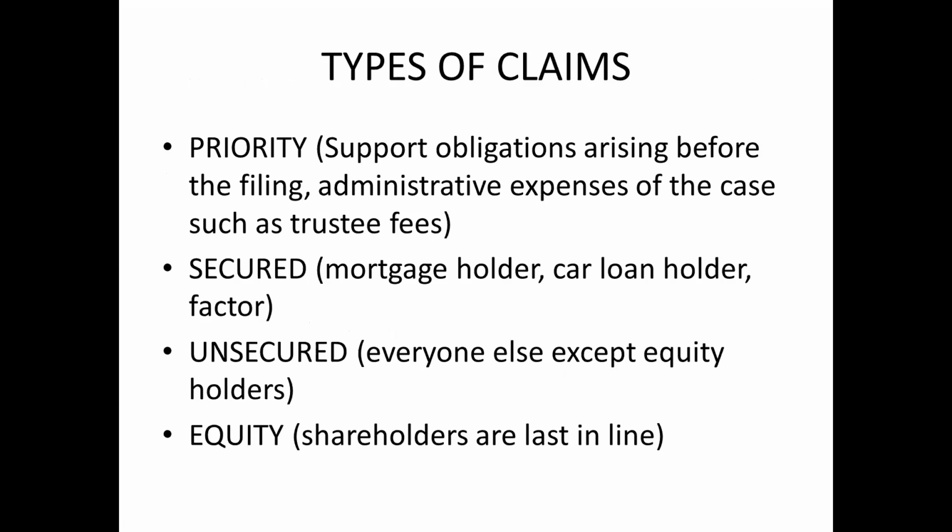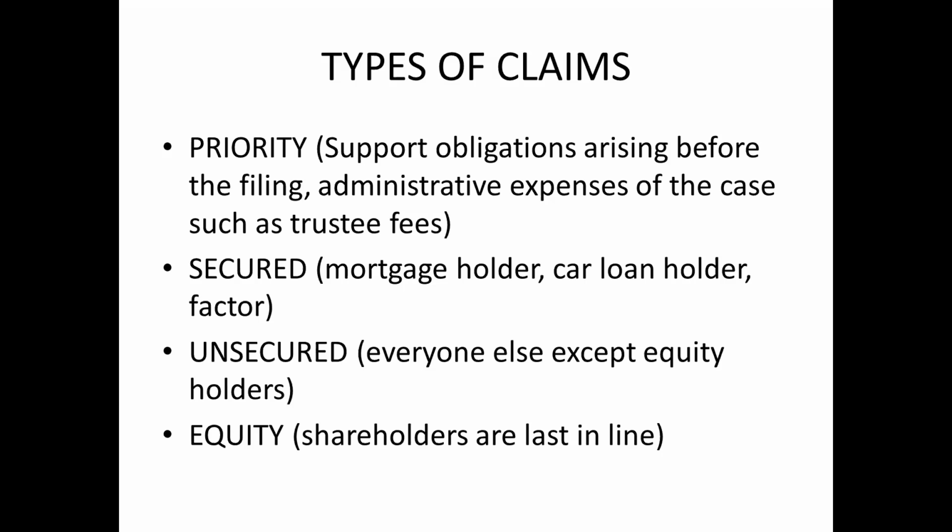So priority claims are those that get paid before anybody else. So priority claims do tend to get paid. And family law claims tend to be well protected. So support obligations that arise before the filing are priority. Administrative expenses of the case. In order to be able to do a case, you need to be able to pay your trustee. If you're in Chapter 11, you're going to be paying lawyers and financial analysts and who knows what. It can get very expensive, and they all go before all the creditors. So priority is a really good place to be.